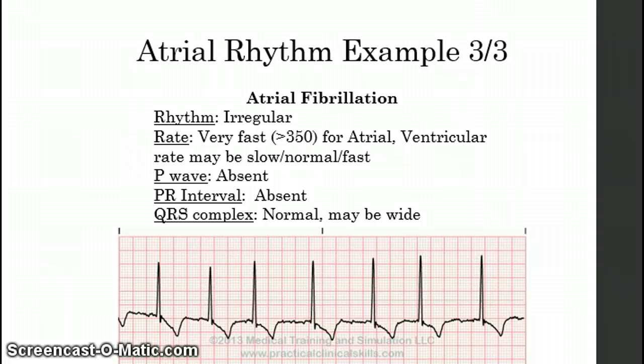AFib, here the pulses are too fast and it causes the atria to quiver instead of contract. Here the heart rate is 350 to 600. With AFib patients, drugs such as Cardizem or DIG are given and possible cardioversion as well.